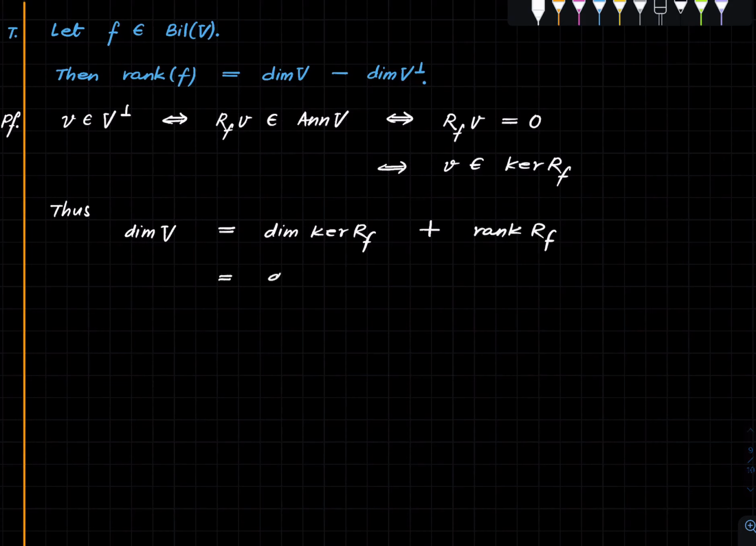But kernel RF is V perp as we saw earlier, and rank of RF is by definition the rank of F, and hence the rank of F is this difference. So what have I written? Yeah, this difference. So the perp is somewhat interacting naturally with a given bilinear form.